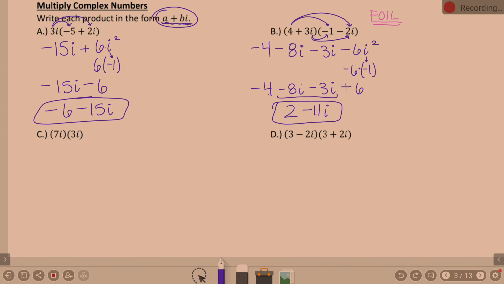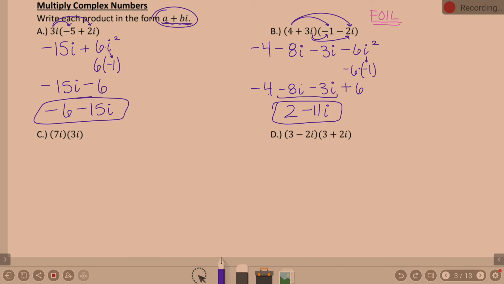Okay, they're not like terms. I can't go any farther with them. What about C? How do we multiply? It's 7i and 3i that we're supposed to be multiplying. How do we multiply those on part C? Just multiply them together? Is this a FOIL or distribute problem? No. There's no terms being added or subtracted. This is just what is 7i times 3i.